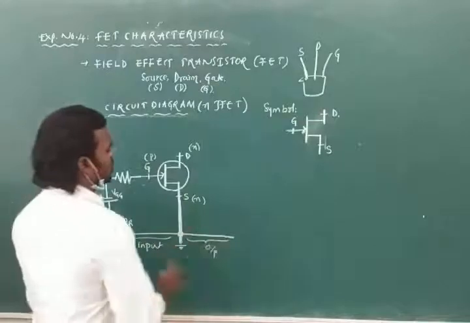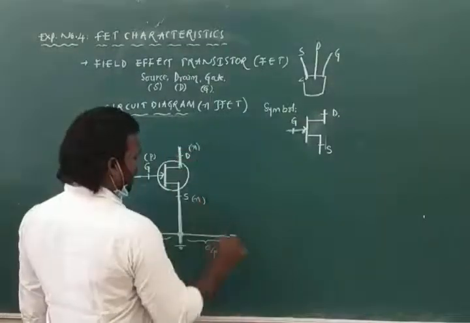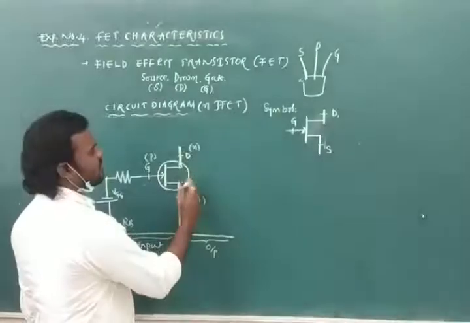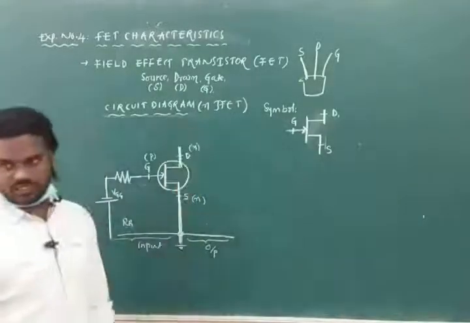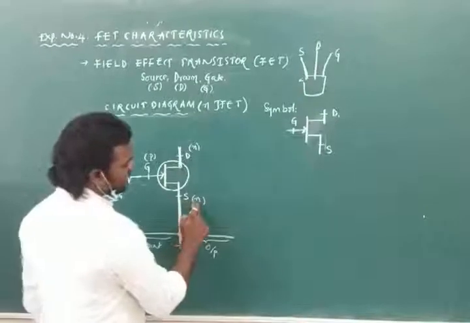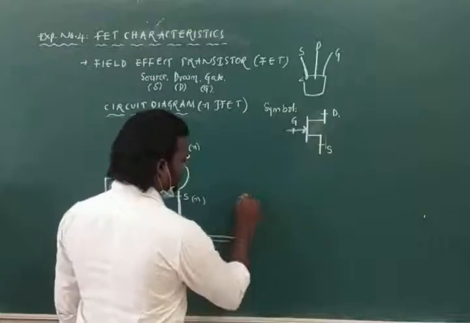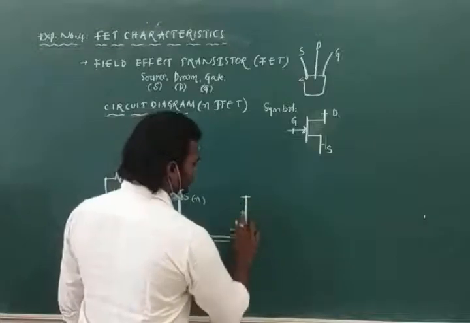Coming to the output side, the output must be connected in such a way that the source has to be connected in forward bias and the drain has to be connected in reverse bias. Source is which material? N. It must be connected to the negative. Then only it is called forward bias.